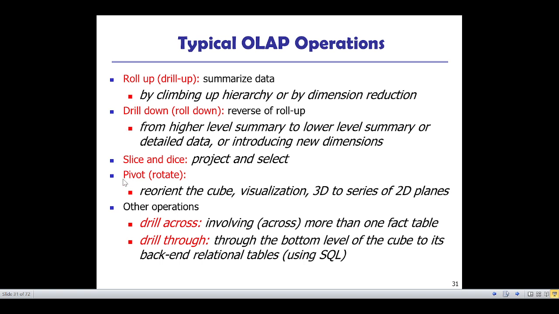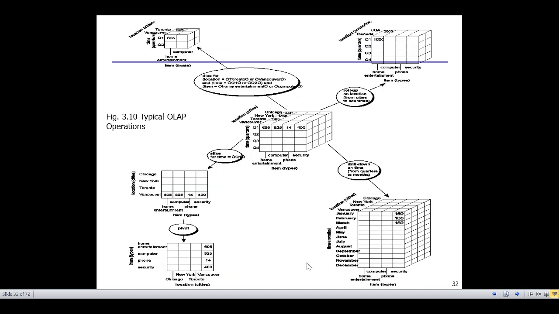So these are the four very important OLAP operations. The other two operations are drill across and drill through. Drill across involves more than one fact table. Drill through goes through the bottom level of the cube to its backend relational tables. This is performed using SQL.